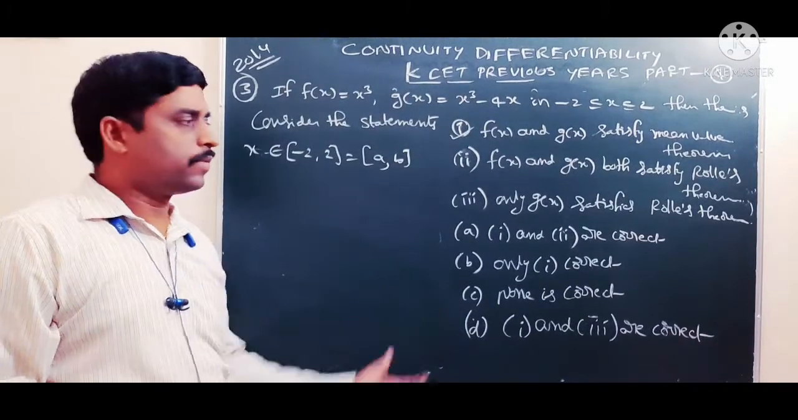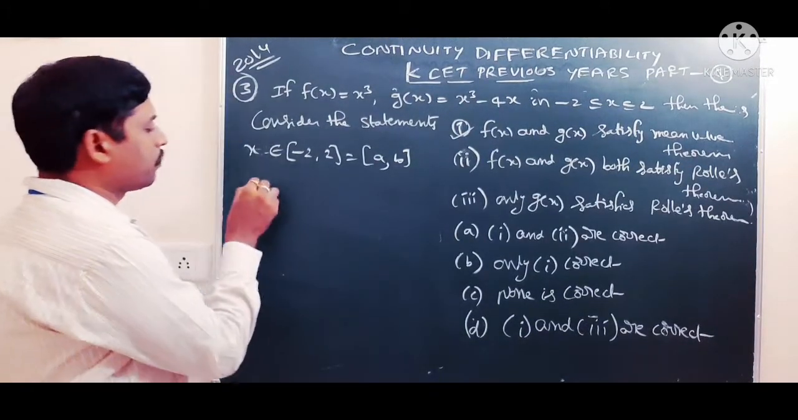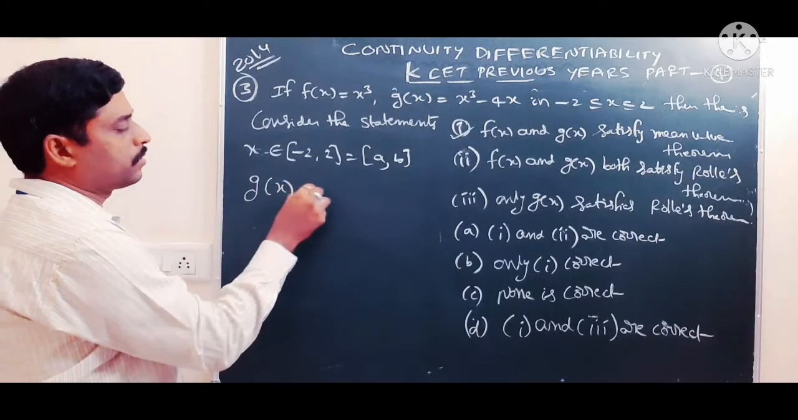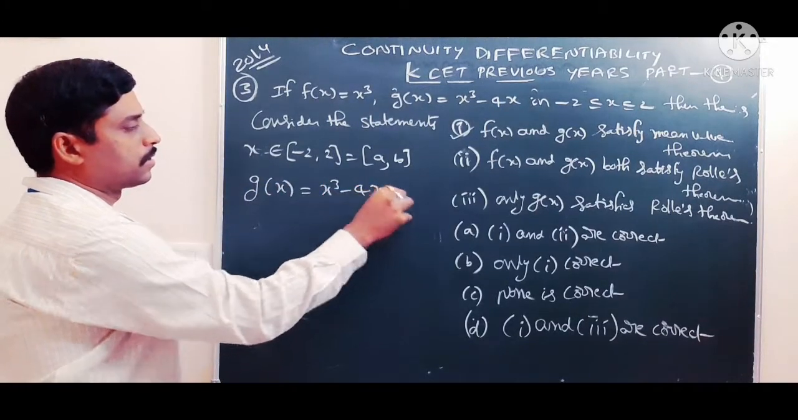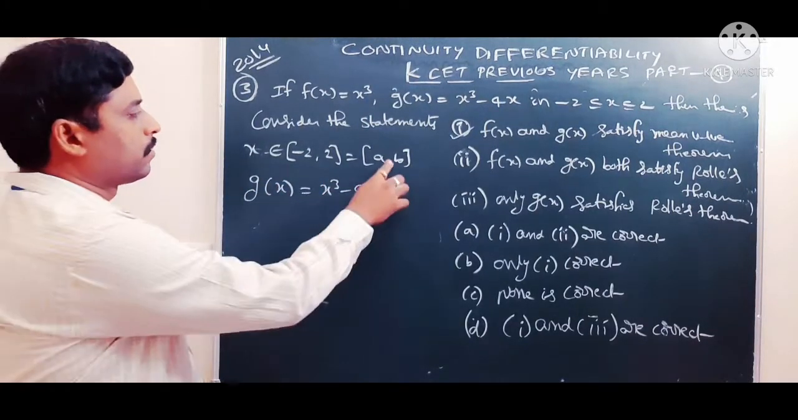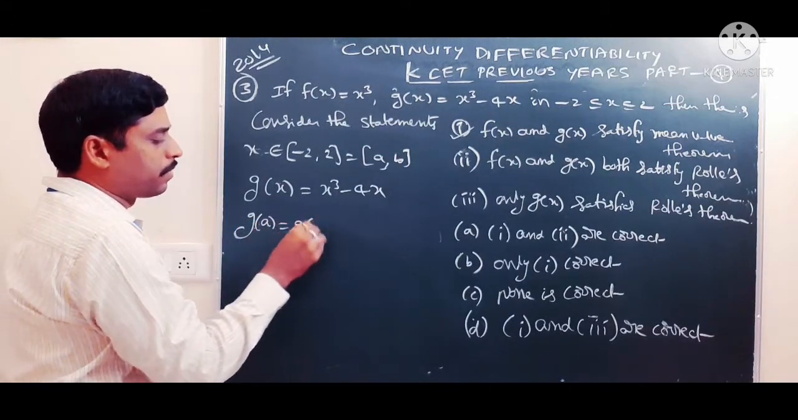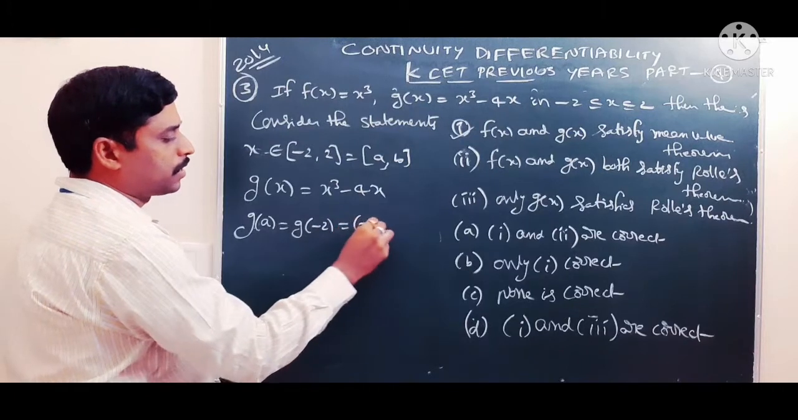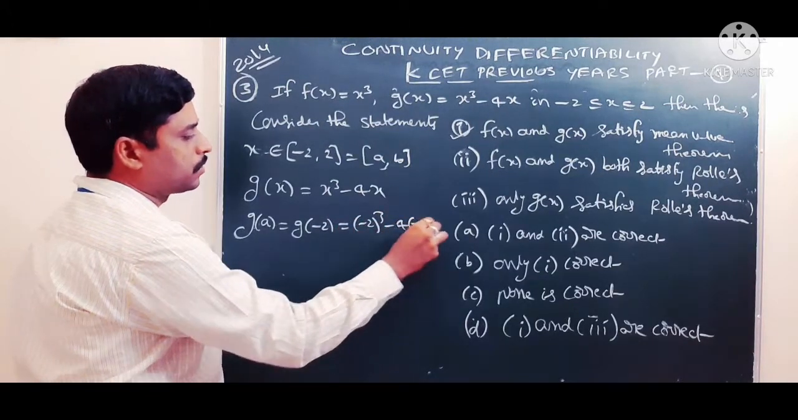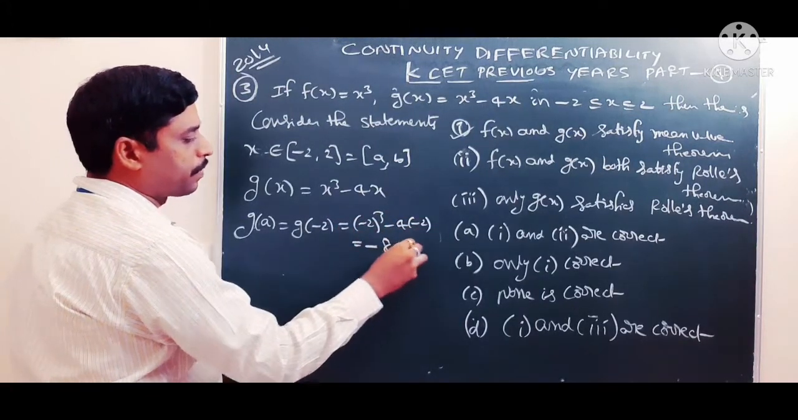Okay, now let us verify the g of x function. What is the g of x function given? g of x is equal to x cube minus 4x. Now first we have to find g of a. g of a is equal to g of -2. This will be (-2) whole cube, minus 4 into -2. This is -8 plus 8, which is 0.